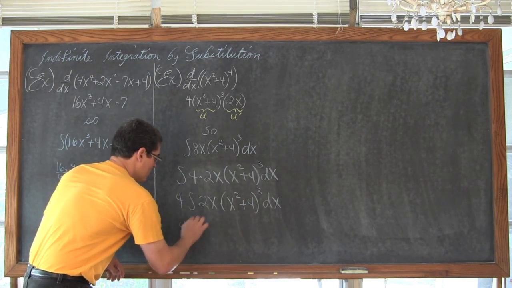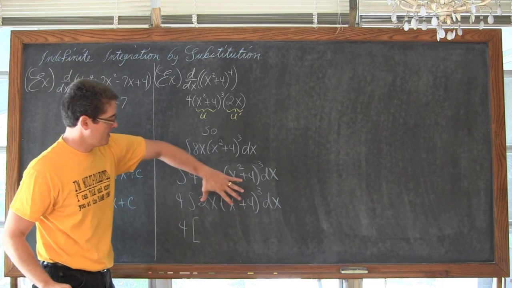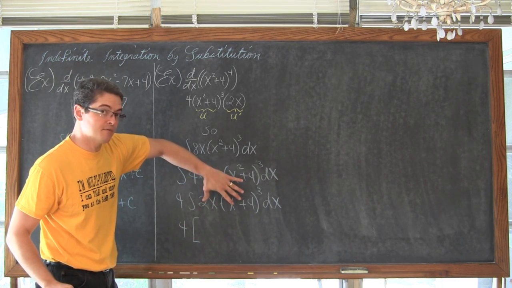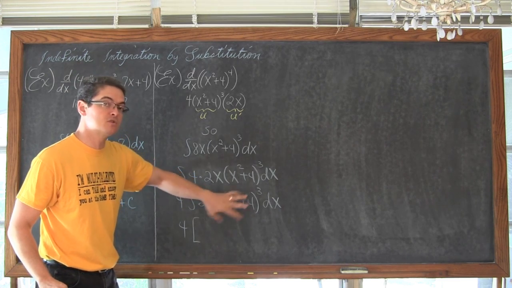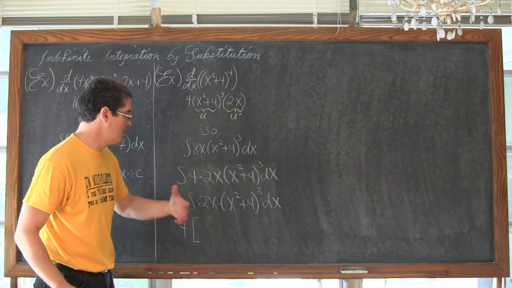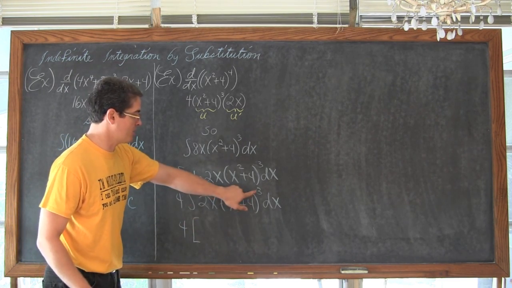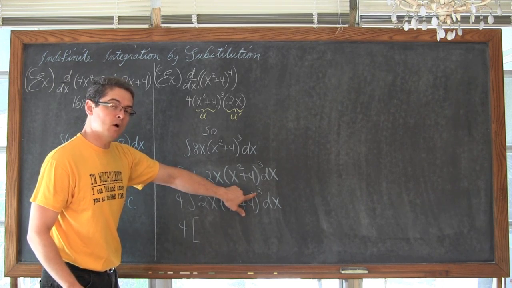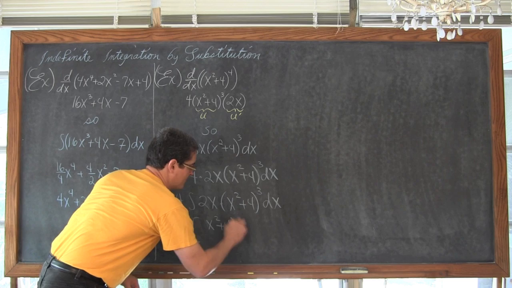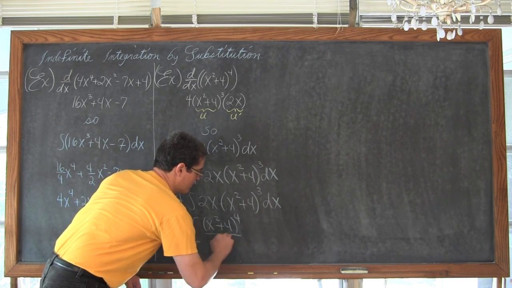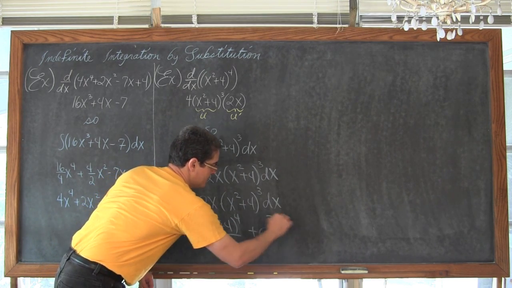So we're going to have 4 times the indefinite integral of this. Okay, the 2x is here. We had to make it show up, the derivative of that inside function, but it's going to disappear as we work backwards. So we take this, raise the power by 1 and then divide by that. So we're going to have (x squared plus 4) raised to the 4th power over 4 plus c.